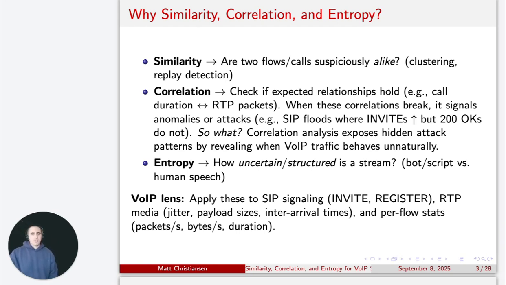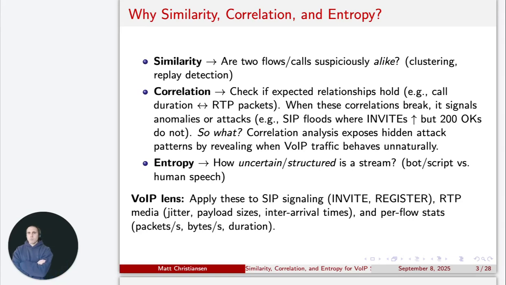And then we have correlation. Check if expected relationships hold. Call duration, RTP packets, right? When these correlations break, it signals anomalies or attacks. We're looking at SIP floods. Correlation exposes hidden attack patterns by revealing when VoIP traffic behaves unnaturally. Again, this goes along with attack flows. These are things that are anomalous in nature. We're not looking for the normal behavior, we're looking for the anomalous behavior.